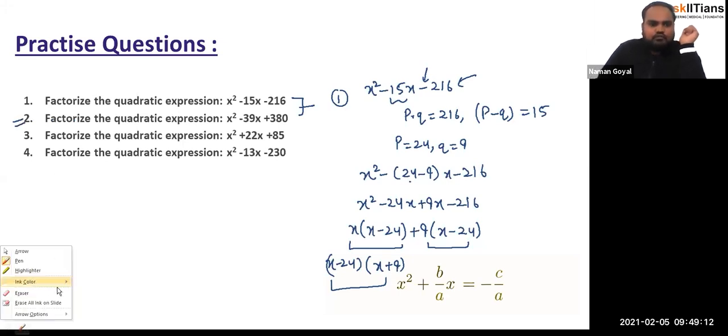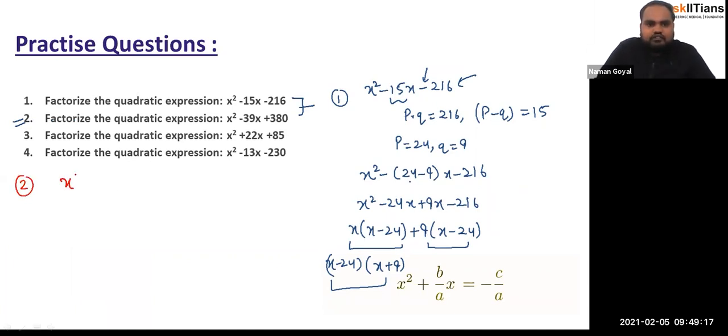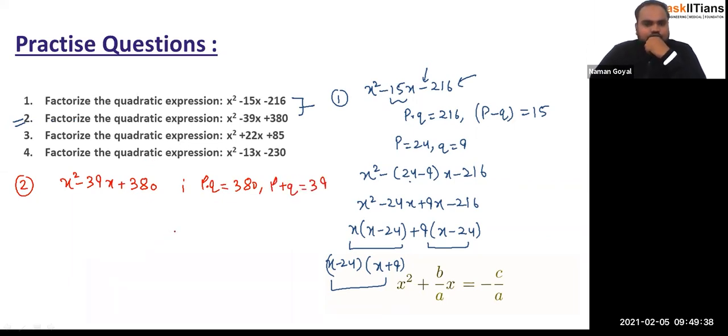Now see, for the second one, the expression is x square minus 39x plus 380. What we need is two numbers p and q whose product is 380 and sum is 39, isn't it? So p can be 19 and q can be 20. The numbers can be 19 and 20, right?